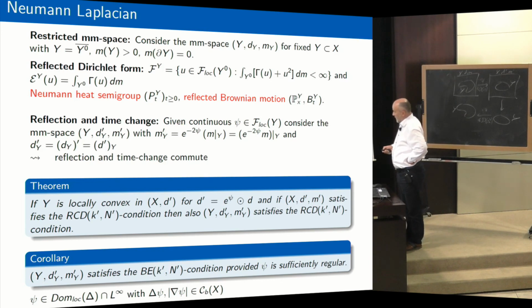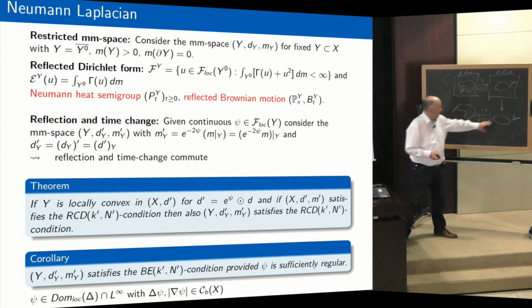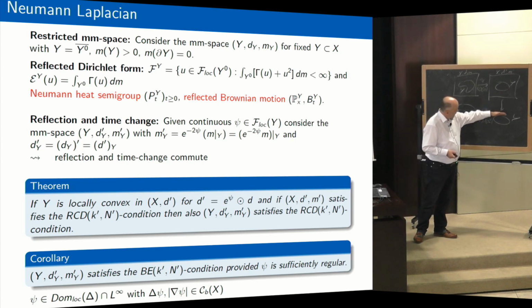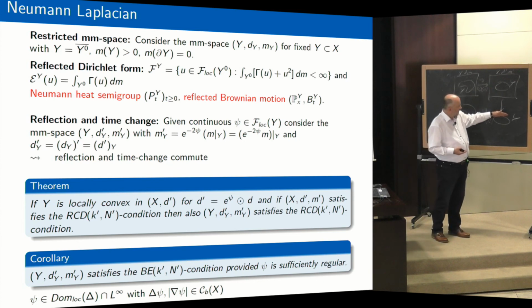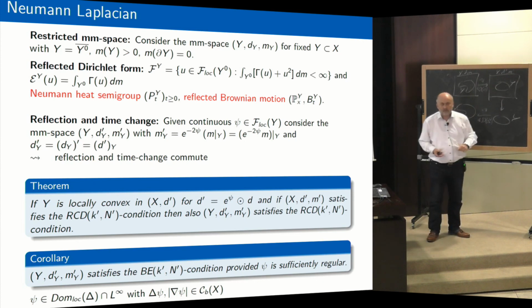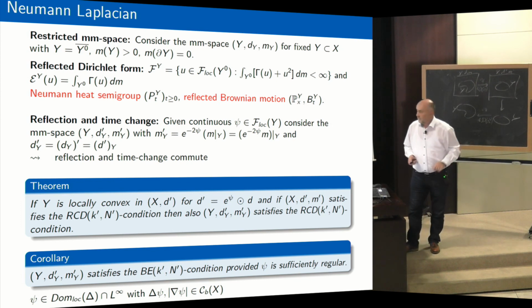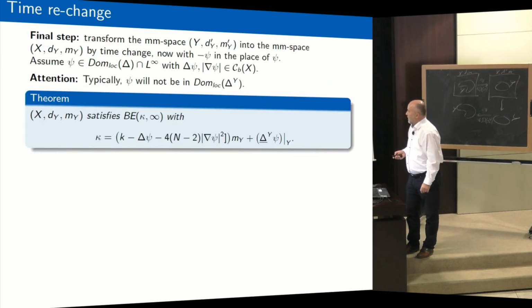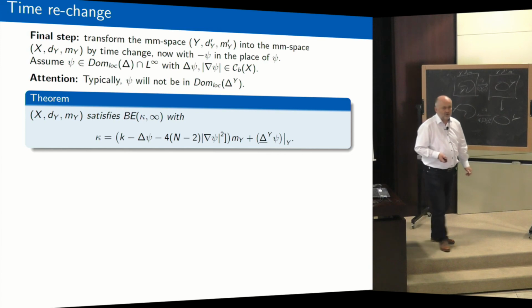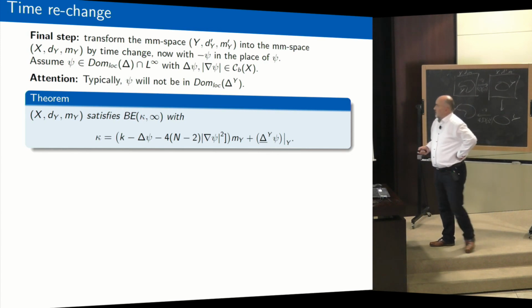And again, this curvature dimension now implies a Bakry-Emery condition. Now we are in this picture. We come with here, this restriction produces the curvature dimension in the Laplacian sense. It implies a curvature dimension in Bakry-Emery sense. And now we are ready to make the re-time change or time rechange.